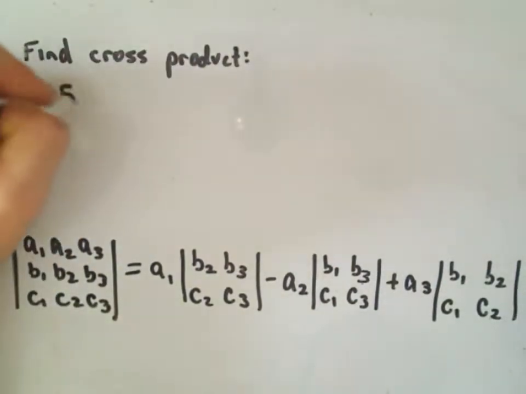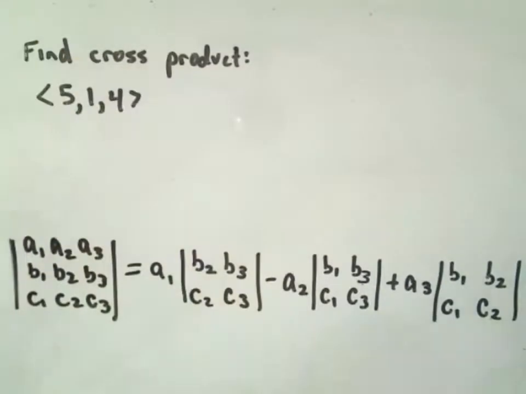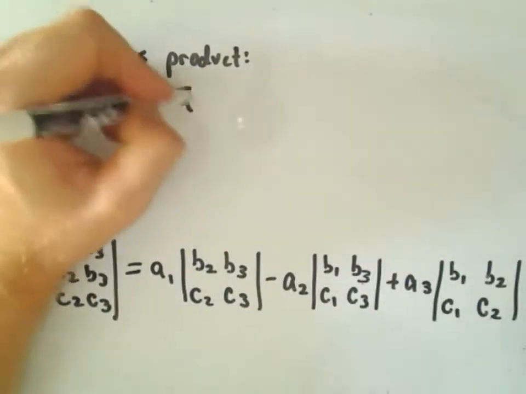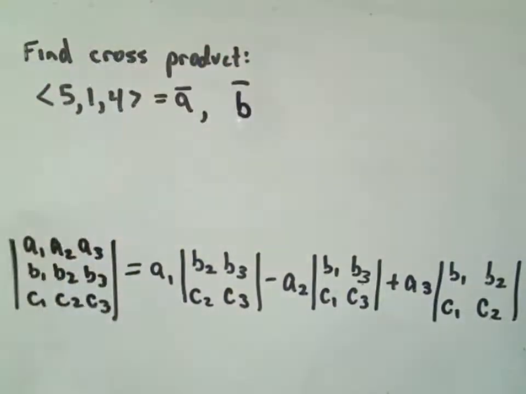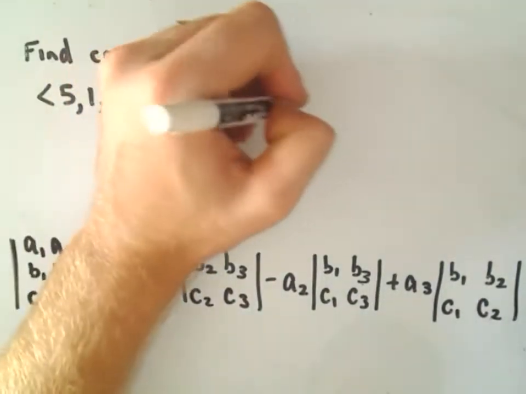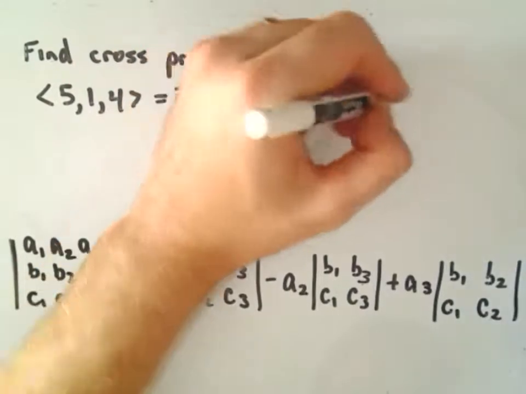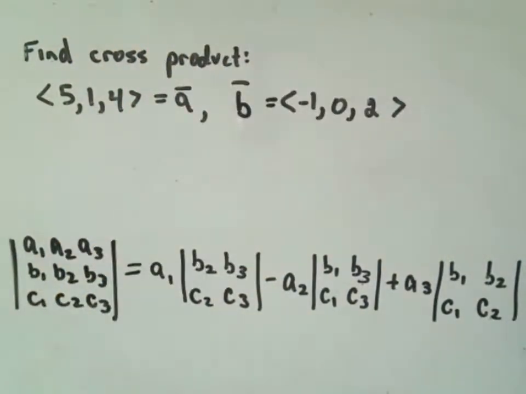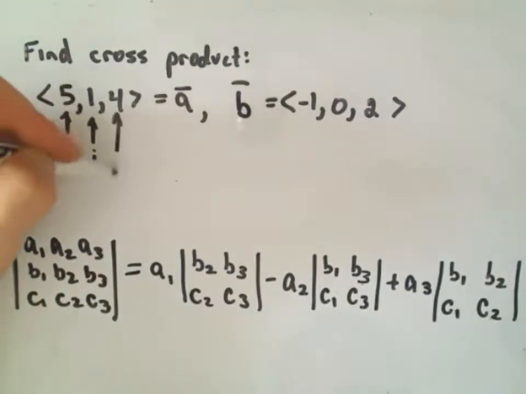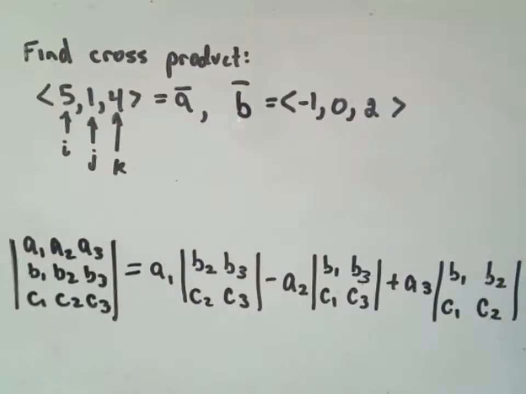How about 5, 1, 4? That'll be the components of the first vector, vector A. And then vector B will have components -1, 0, 2. Remember, the first component is what we call the I component, the second is the J component, and then the K component.